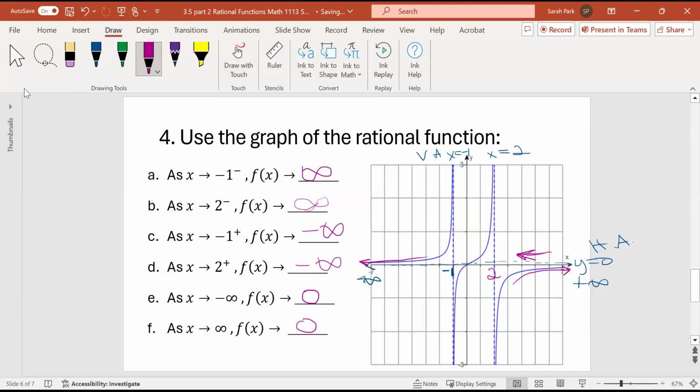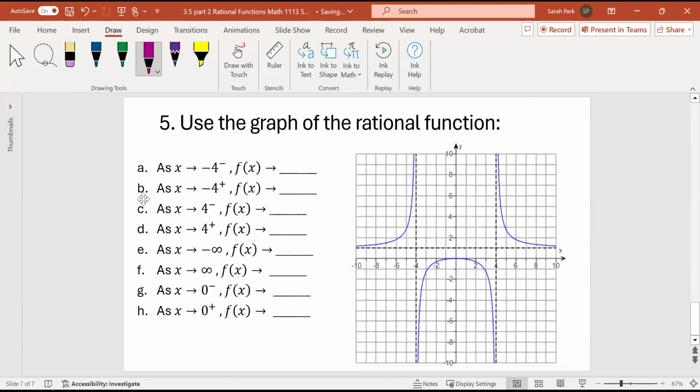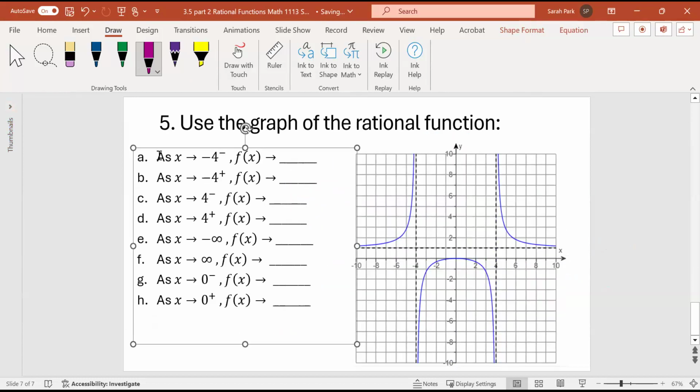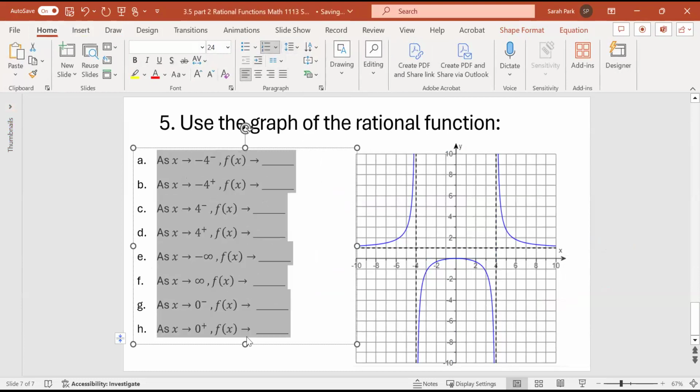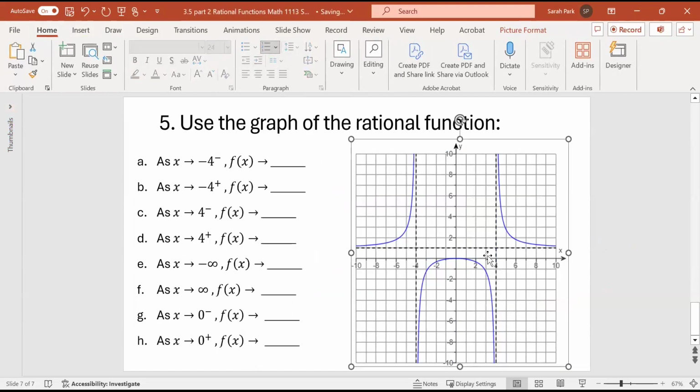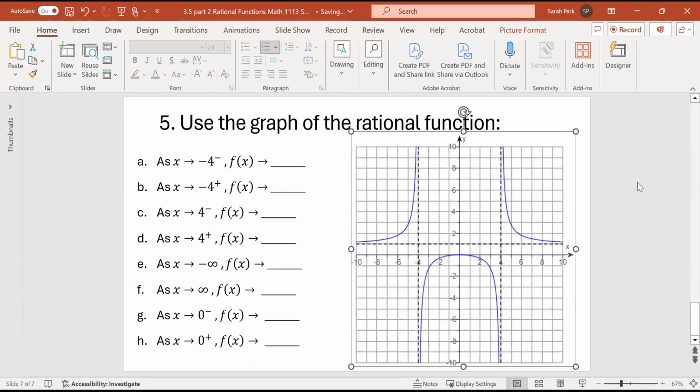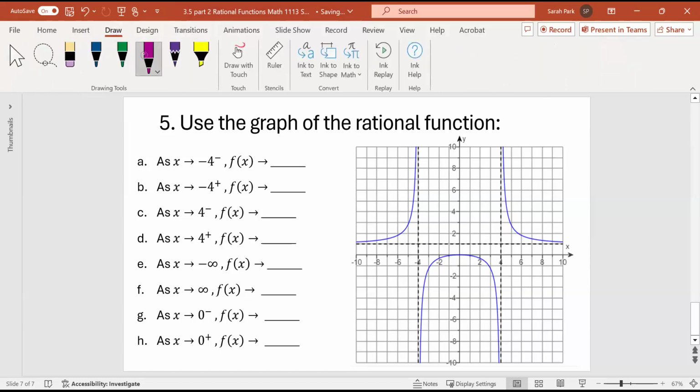Okay, let's do another graph, because this can be confusing at the beginning. So I have another graph here for us. Let me just make it a little bigger to space it out. So we have this rational function here on the right. And let's look at part A: as x approaches -4 from the left side or the negative side, I'm approaching this way. The y value keeps going up, so it's approaching positive infinity.